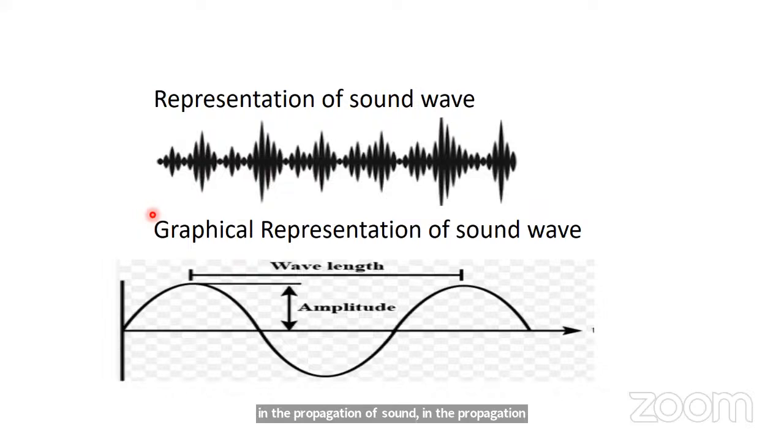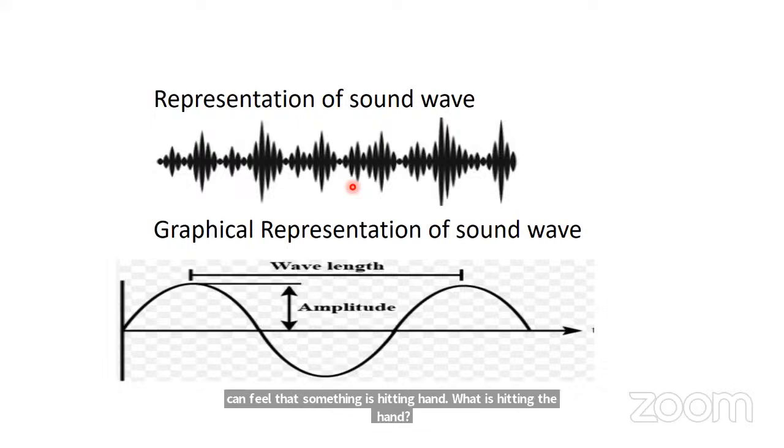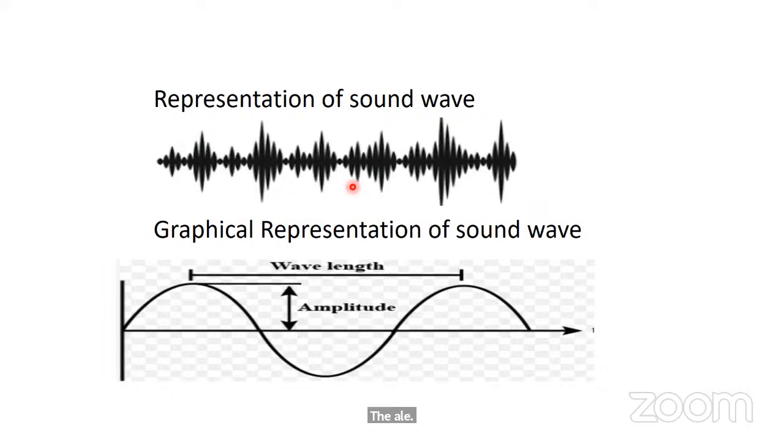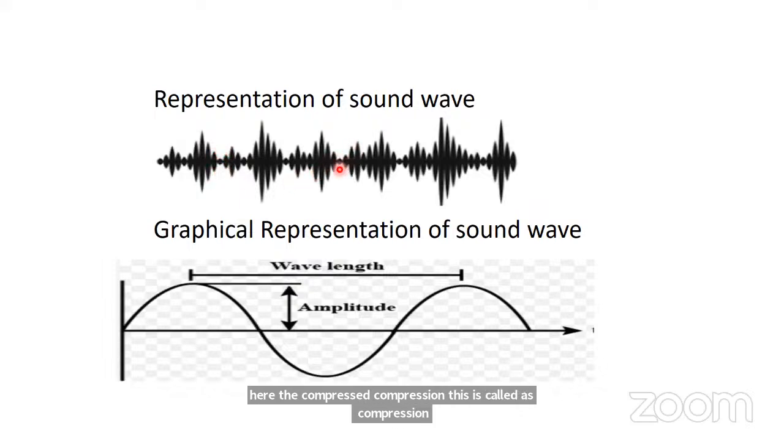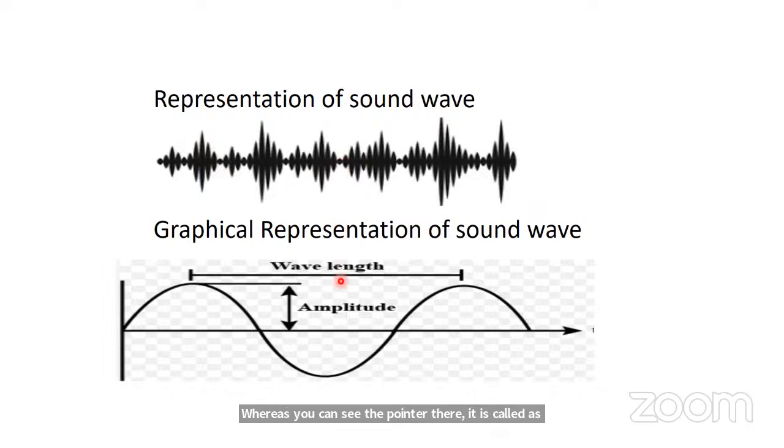you can do an activity you might have already learned. Just keep your hand in front of your mouth and keep speaking. What is your experience? You can feel that something is hitting your hand. What is hitting the hand? The air. Air is coming and hitting. That means here, as you see, there is a compressed part and there is a rarefied part. This is called compression, whereas where you can see the pointer, it is called rarefaction.